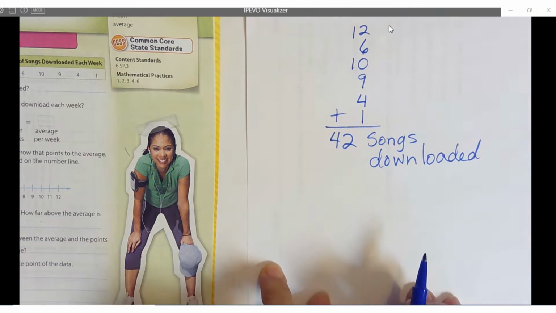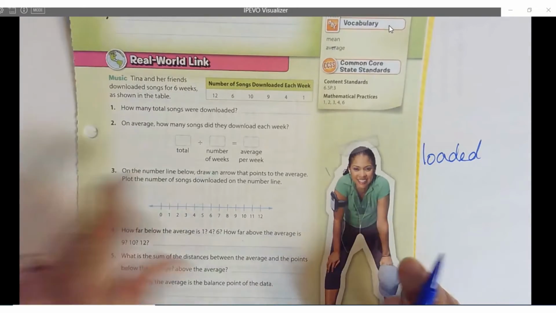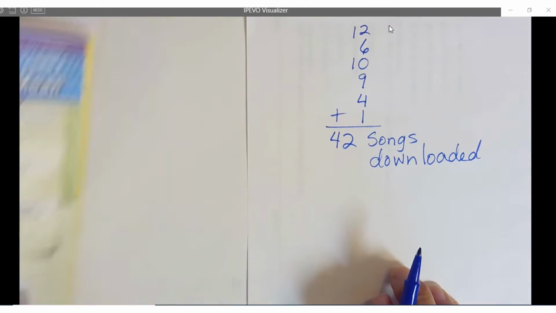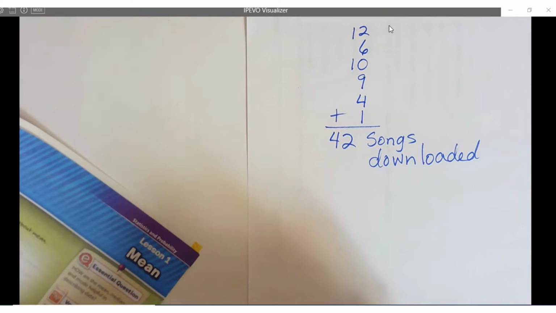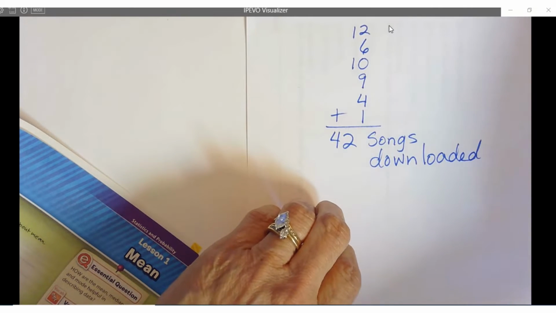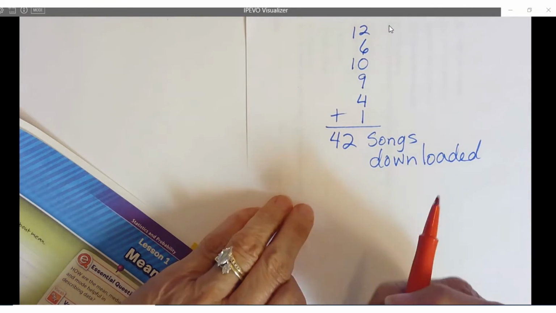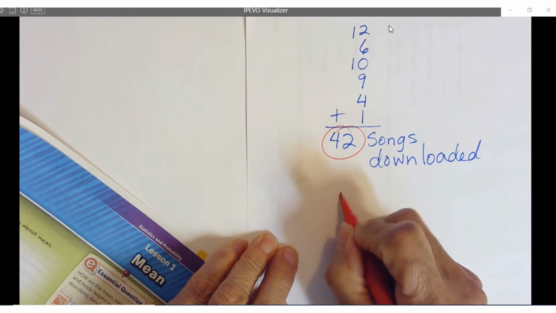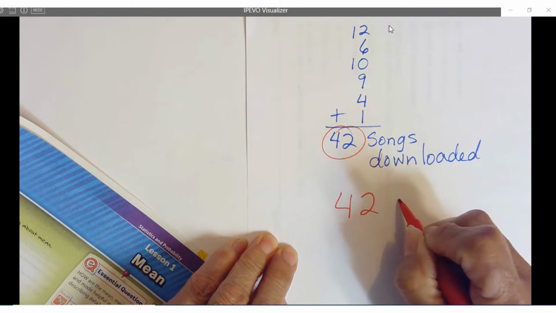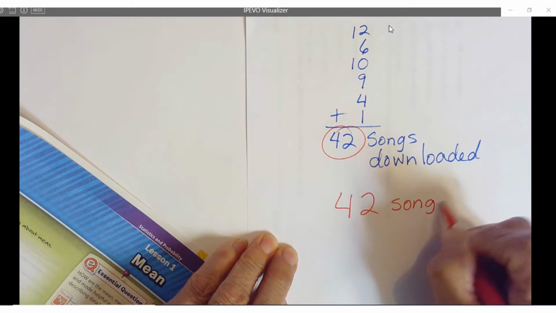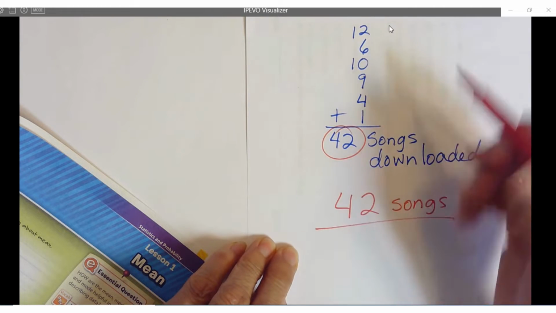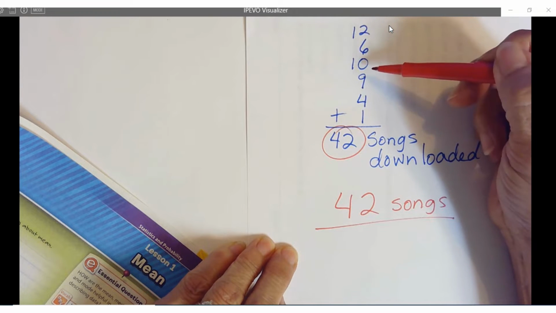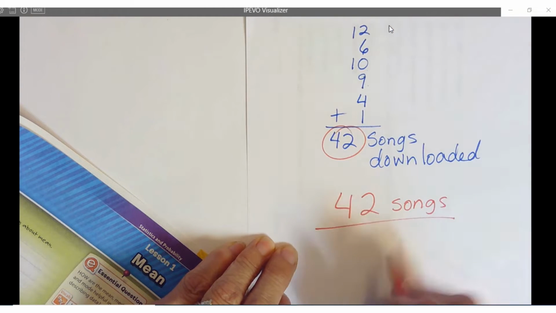Okay, so that's that first question, 42. On average, how many songs did they download each week? So that's finding the mean. If you remember, I showed you how we did that. We have a total of 42 songs, and we're going to divide that by how many weeks. Each one of these items is a week: 1, 2, 3, 4, 5, 6.